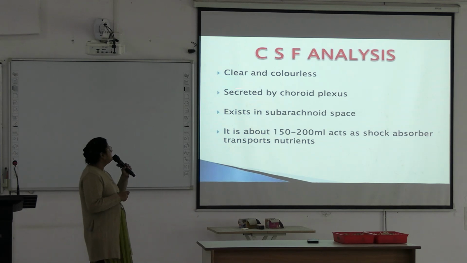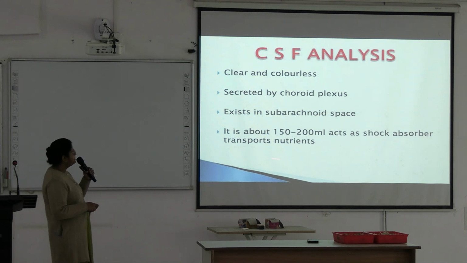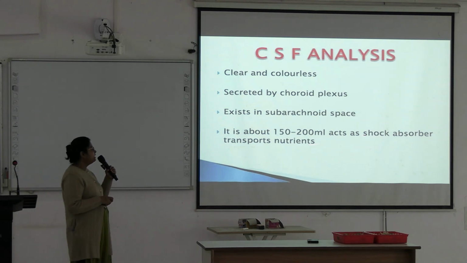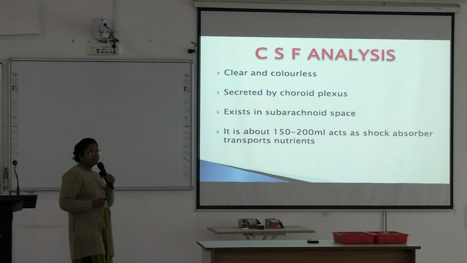CSF is secreted by the choroid plexus and exists in the subarachnoid space, about 150 to 200 ml. This is the normal amount of CSF present in our body. It acts as a shock absorber around the brain and spinal cord and transmits nutrition. This is the function of CSF.